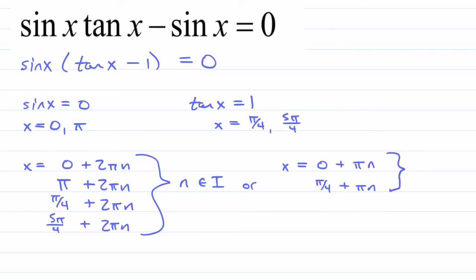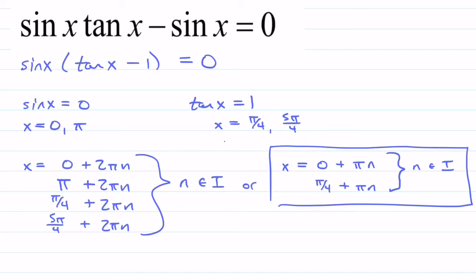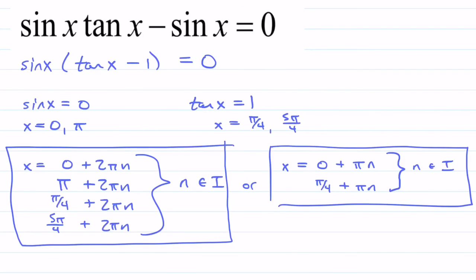If this is a written solution, then the first solution's fine. You can write it all out just plus 2 pi n. If it's a multiple choice, though, it could be shortened. So you need to be able to recognize that, oh, the distance between 0 and pi is pi, and the distance between pi over 4 and 5 pi over 4 is pi.